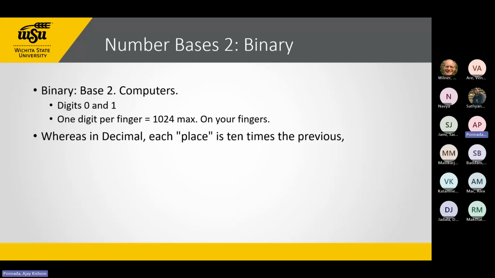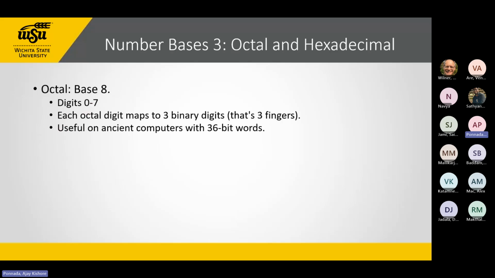Whereas in decimal each place is 10 times the previous, as you know, in binary each place is twice the previous. Number bases: we have octal and hexadecimal. Octal is base 8, counting from 0 to 7. Each octal digit maps to 3 binary digits, because 7 is going to be 111. So base 8, 3 binary digits. Useful on ancient computers with 36 bits.